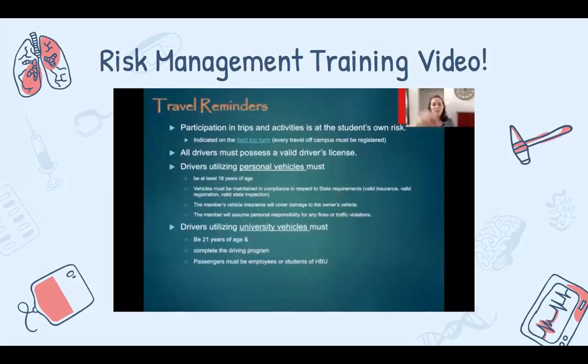Student orgs are also allowed to use our HBU vehicles, so if you are using one, that is definitely allowed. Non-HBU students are not allowed, so no guests.